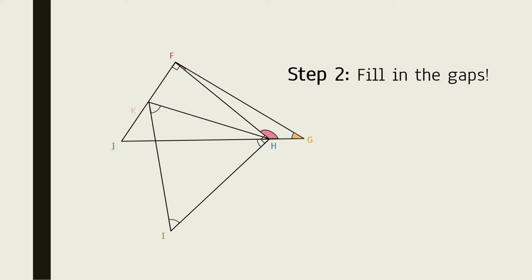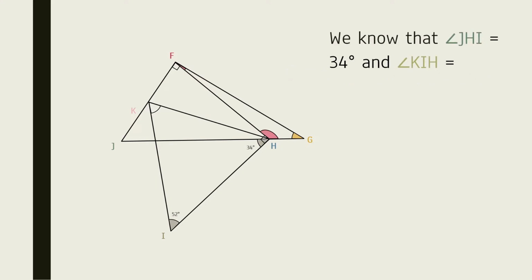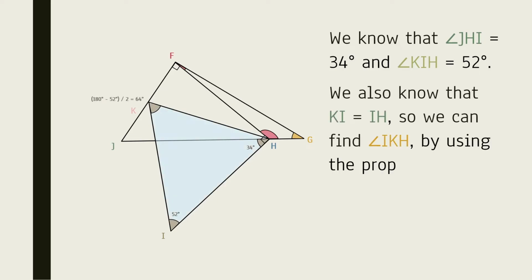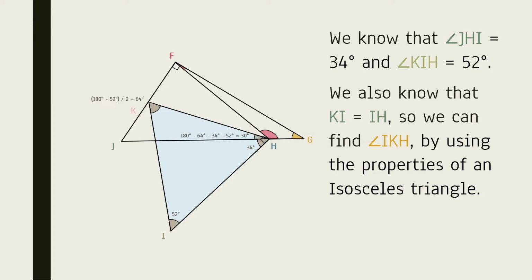Next, let's fill in the gaps with information given to us by the question as much as possible. We know that angle JHI equals 34 degrees and angle KIH equals 52 degrees. We also know that sides KI equals IH, so we can find angle IKH by using the properties of an isosceles triangle. Following that, since it is given to us that angle IHF is 90 degrees, we can then find angle KHF by subtracting 64 degrees from 90 degrees, giving us 26 degrees.